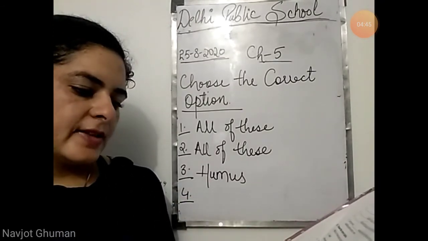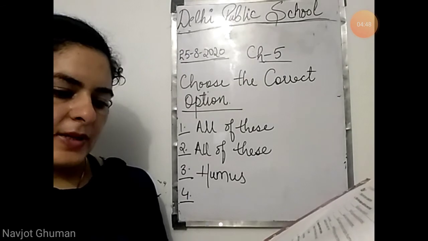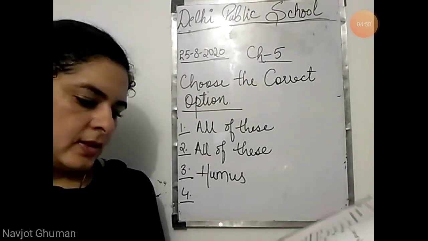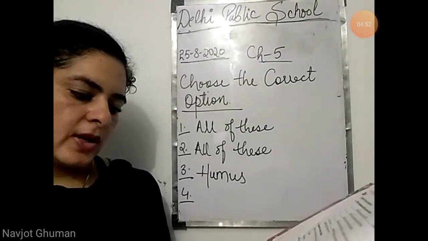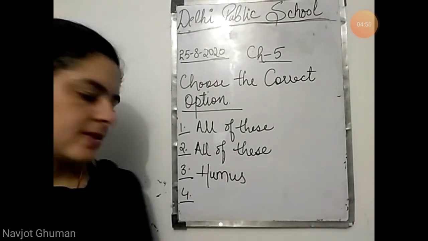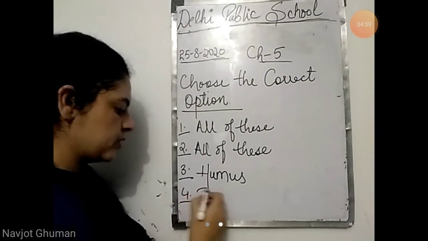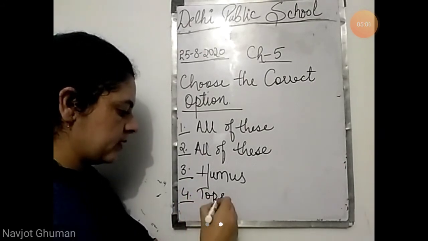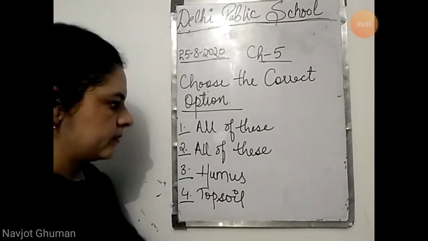Which of these layers can be easily washed away by strong winds and water? Subsoil? No. Bedrock? No. Topsoil? Yes. Topsoil, it is the uppermost layer that is eroded very easily.